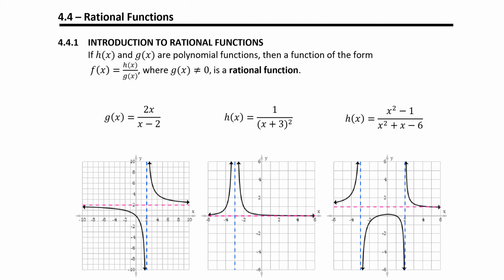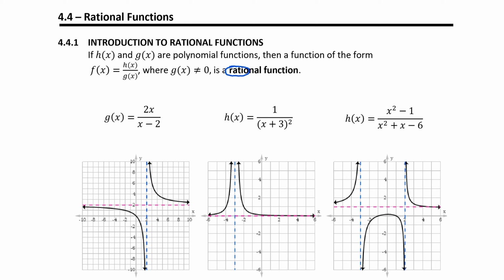If h of x and g of x are polynomial functions, then a function of the form f of x equals h of x divided by g of x, where g of x is not equal to 0, is a rational function. Now, we've discussed this word rational before, how I can see the word ratio in rational. Ratio means fraction. So a rational function is the ratio of two polynomials. We'll have, for example, a polynomial on the top and a polynomial on the bottom. So the quotient of two polynomial functions makes a rational function.